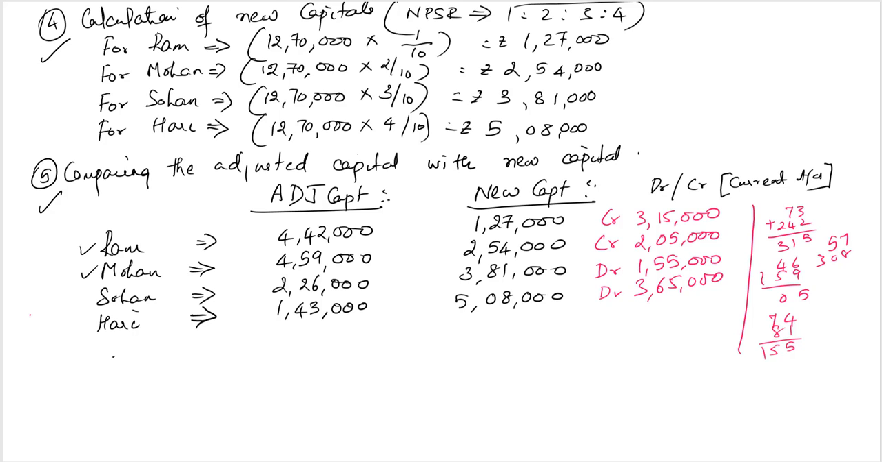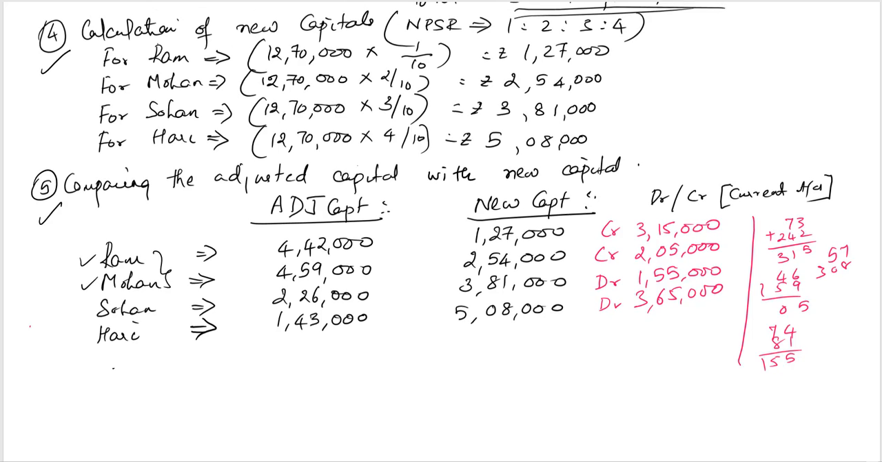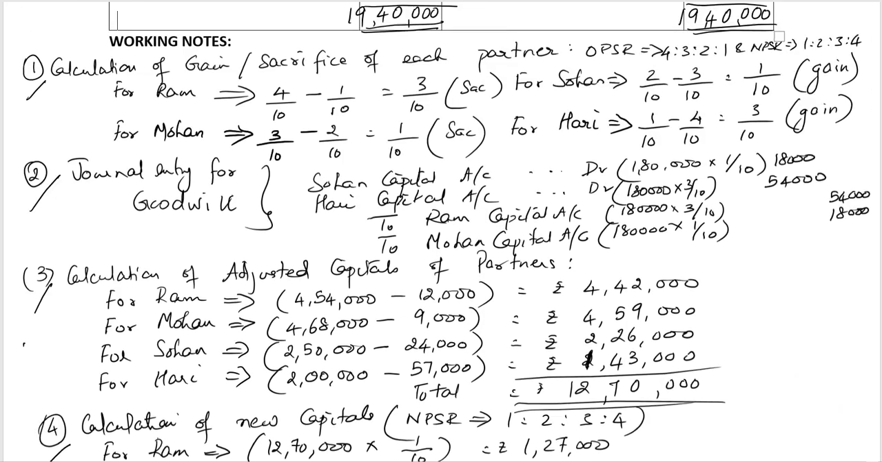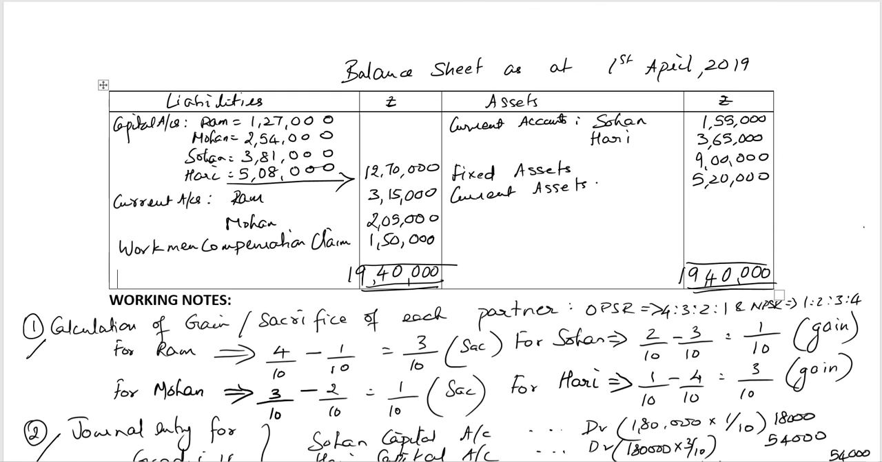Please remember, since we have opened partners' current accounts, the same should be shown in the balance sheet. So for Ram and Mohan, for whom we had credited their partner's current account, they will appear on the liability side of the balance sheet, because all liabilities have credit balance. And for Sohan and Hari, since we debited their current account, their current accounts that we opened will appear on the asset side of the balance sheet, because all assets have debit balance.